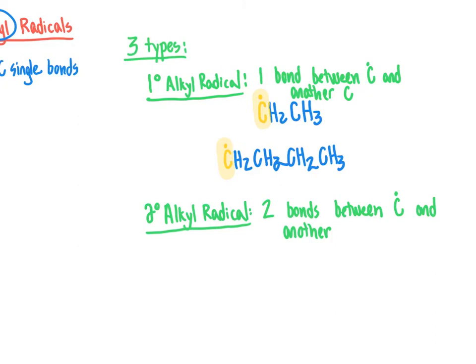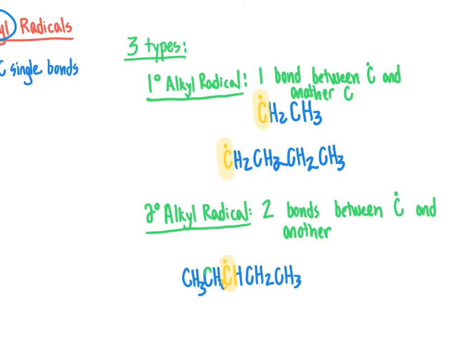So a secondary alkyl radical would be something like having CH, and the CH has a radical on it, then we have a carbon chain here and a carbon chain off to the other side of it, like so. The carbon that I'm going to highlight here is your radical carbon because it's the one that has the unpaired electron. It would be classified as a secondary radical because it is directly bonded to just two other carbon atoms.